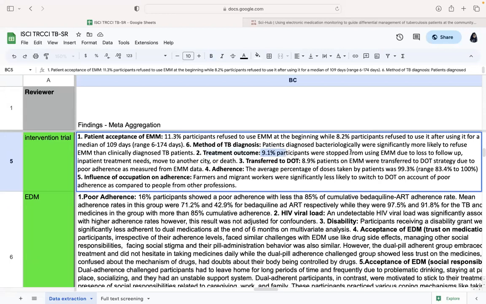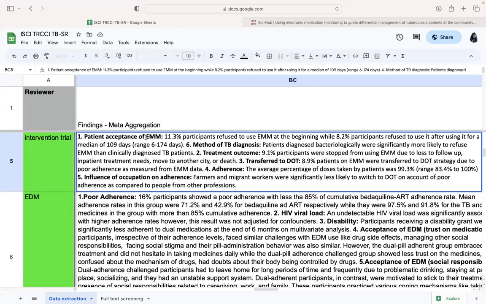Then there is treatment outcome. 9% participants were stopped from using EMM because of loss to follow-up, inpatient treatment needs, that's admitted to hospital, moving to another city, or death, that's basically outcome. It can be treatment failure, transfer to DOT. DOT is directly observed therapy for tuberculosis.